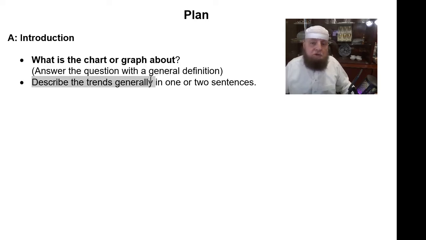Later, describe the trends generally in 1 or 2 sentences. To successfully write this, you should understand what is happening in the chart. For the body paragraphs, you need to describe those trends in more detail with numbers and statistical information.